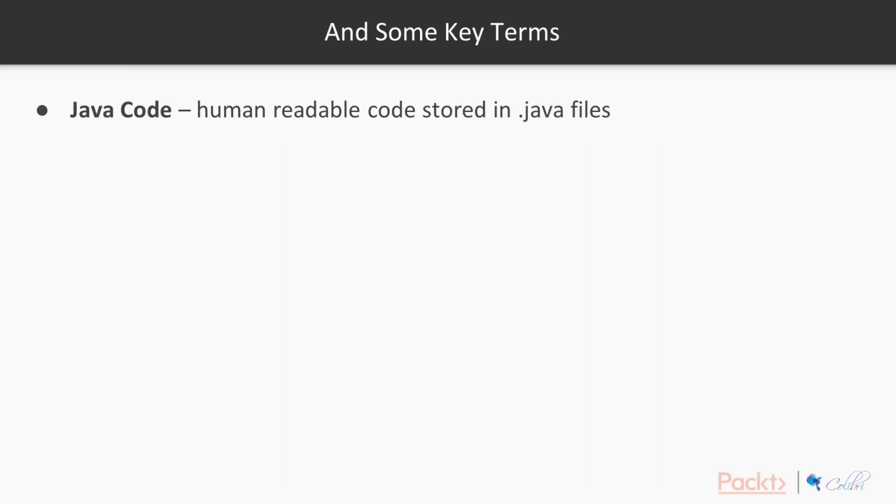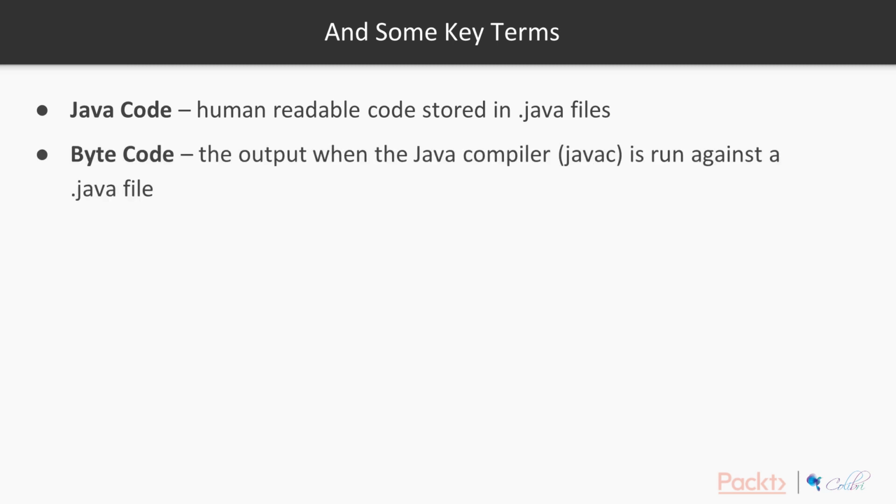Now, a couple of key terms to be aware of when we're working with Java. So firstly, there's Java code. Java code is the human readable code that's stored in Java files. This is what we write. So this is our int i = 10; int j = 15; Java code is the human readable code that we write that gets stored in .java files.